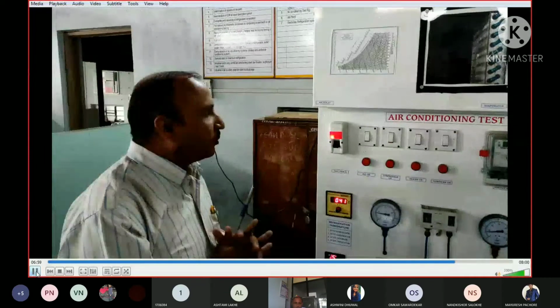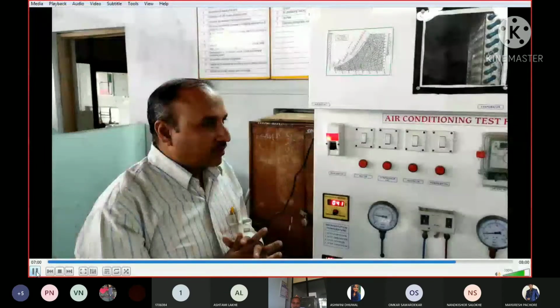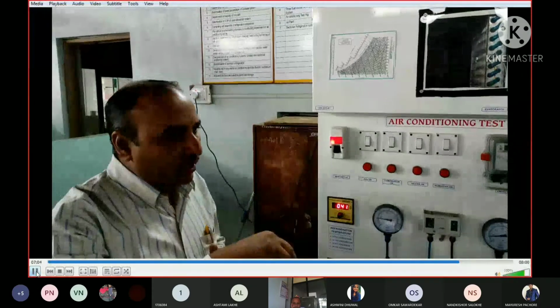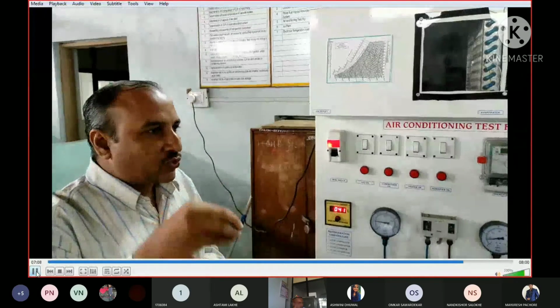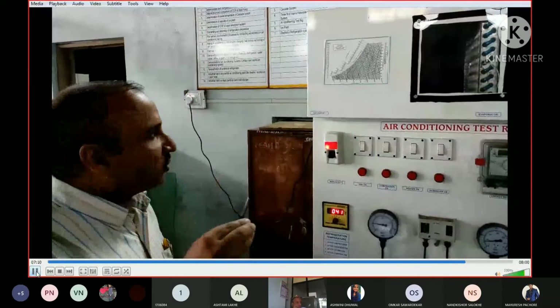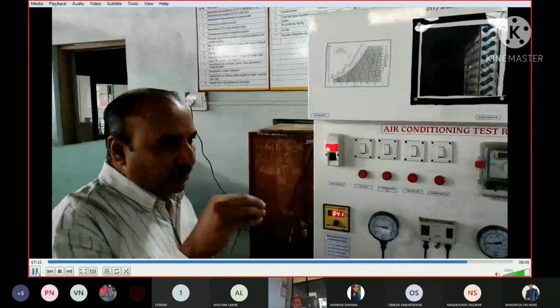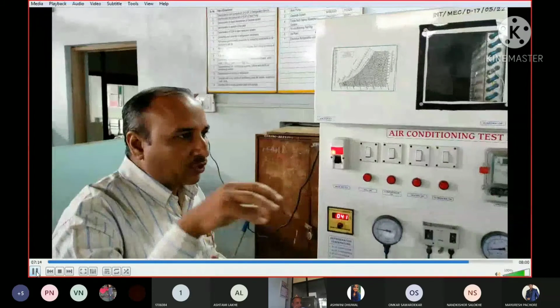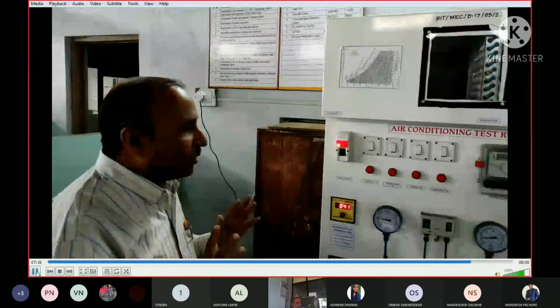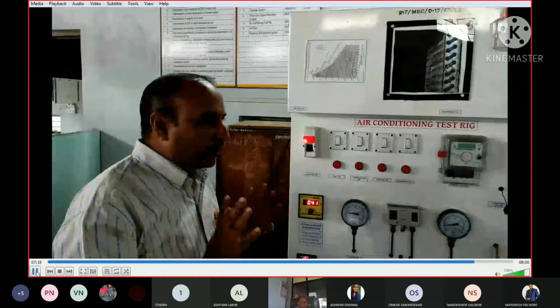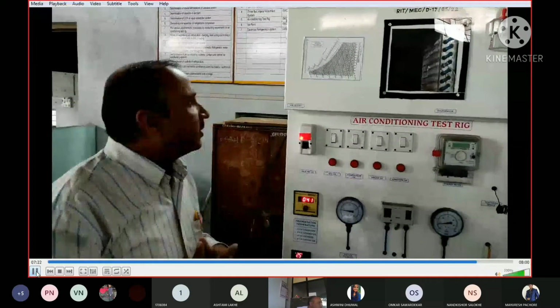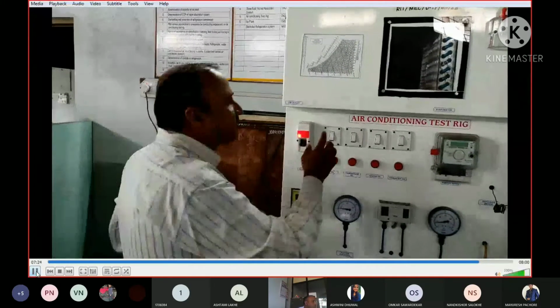Similarly, in humidification, if you add steam into the air, there is increasing humidity as well as increasing temperature. Similarly, dehumidification is always associated with some kind of heating or cooling. So humidification does not occur on its own. It is always associated with cooling or heating. So let us see this process.